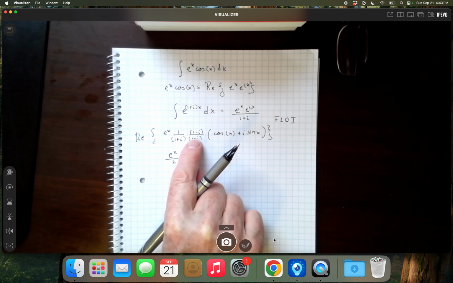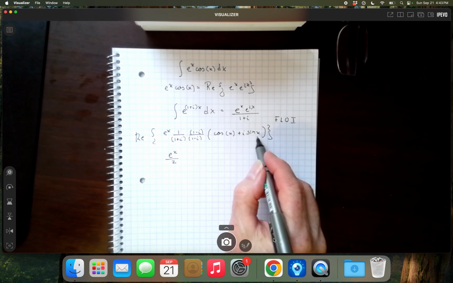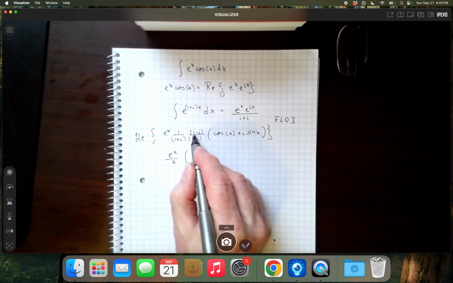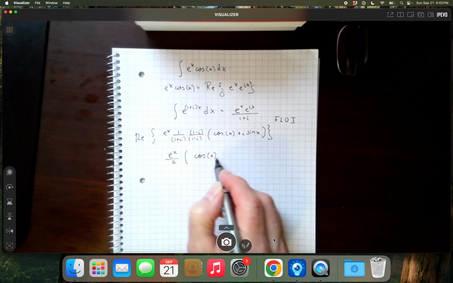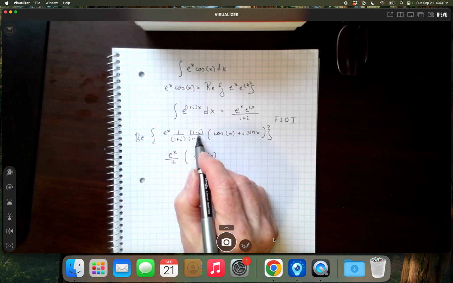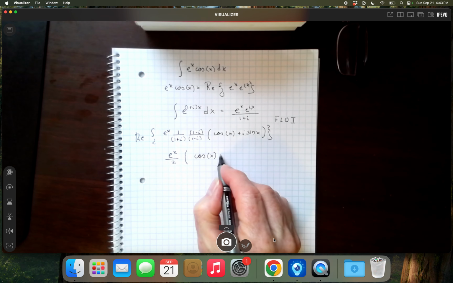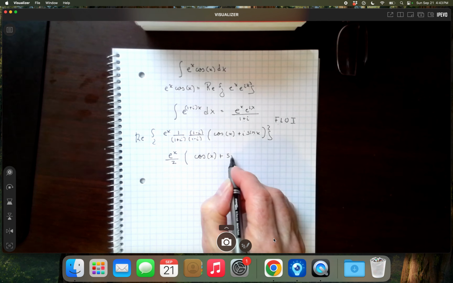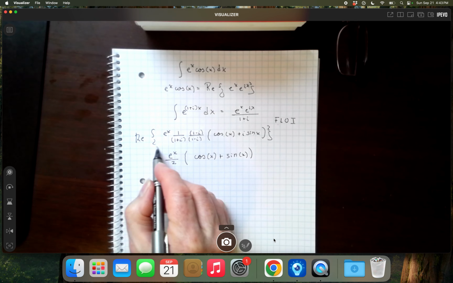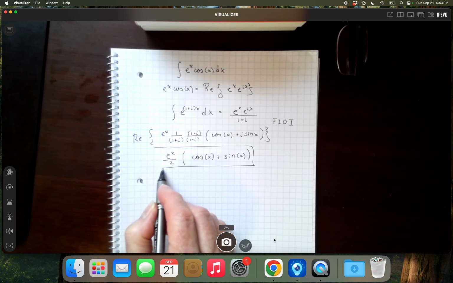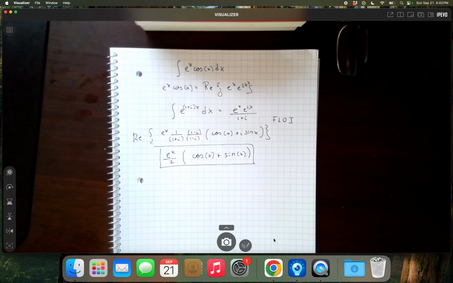So I'm multiplying. I have this taken care of, this taken care of. I got 1 minus i times this. So the real part is going to be the first, 1 times cosine of x. There it is. And the last is going to be minus i times i sine of x. That's going to be plus sine of x. And we are done. That is the integral of e to the x cosine of x.